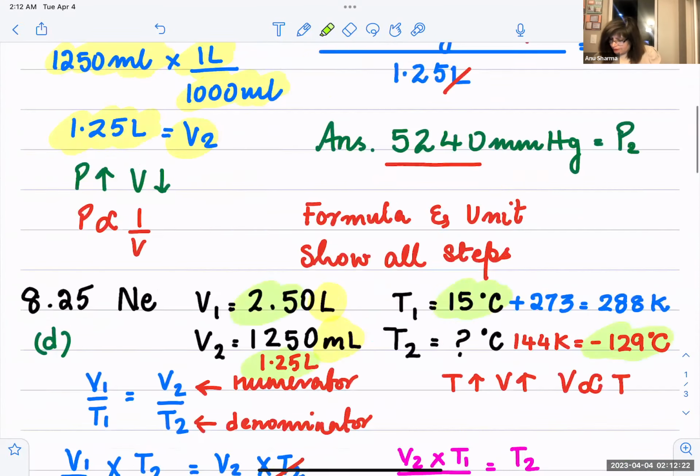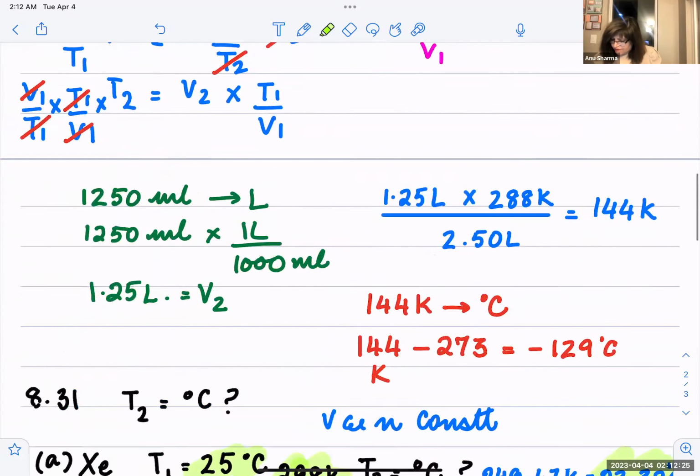Okay, so that was 8.31. Next, we are going to look at problem 35, which relates to the combined gas law. So hang in for a minute.